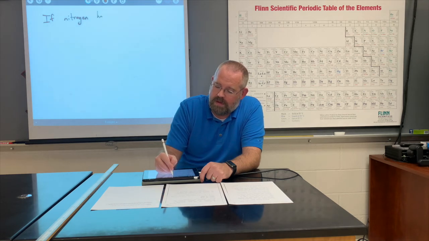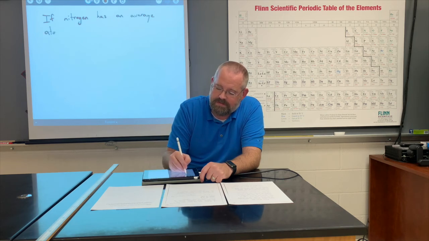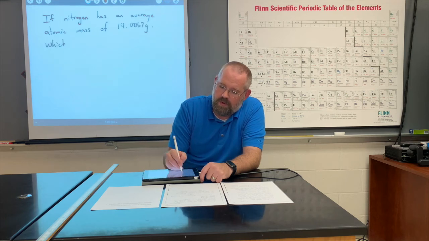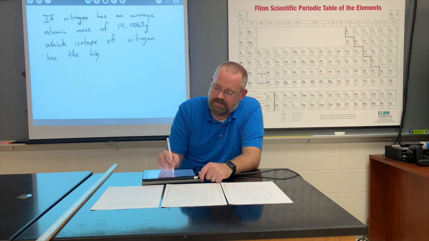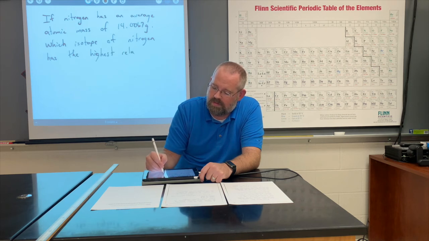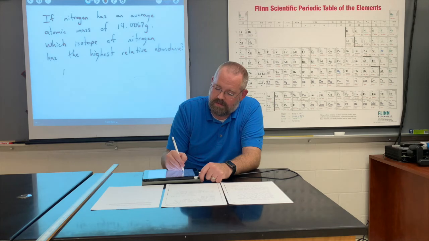All right, we'll do one final example for the day. If nitrogen has an average atomic mass of 14.0067 grams, which isotope of nitrogen has the highest relative abundance? Nitrogen-14 or nitrogen-15?